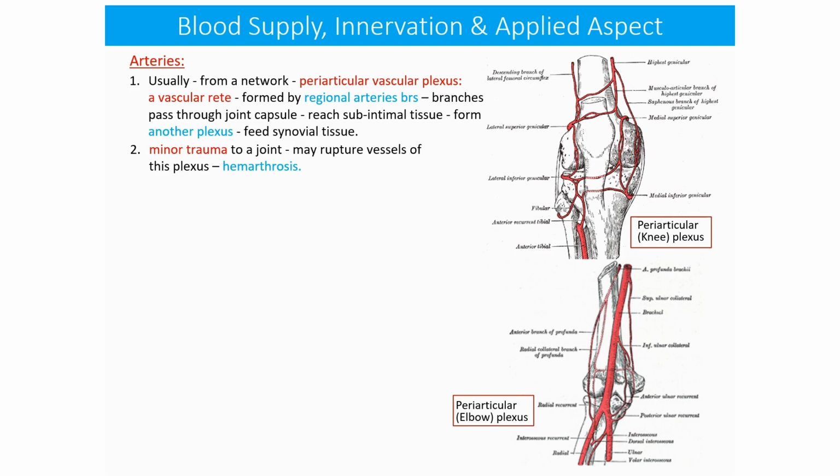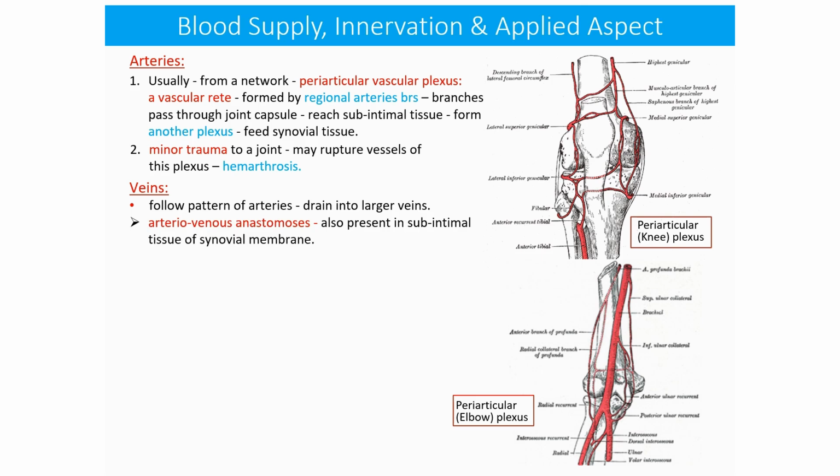A minor trauma to the joint may rupture vessels of this subintimal plexus of arteries, hence lead to hemarthrosis. As regards the veins, veins follow the pattern of arteries and drain into larger veins. Arteriovenous anastomoses are also present in the subintimal tissue of the synovial membrane.